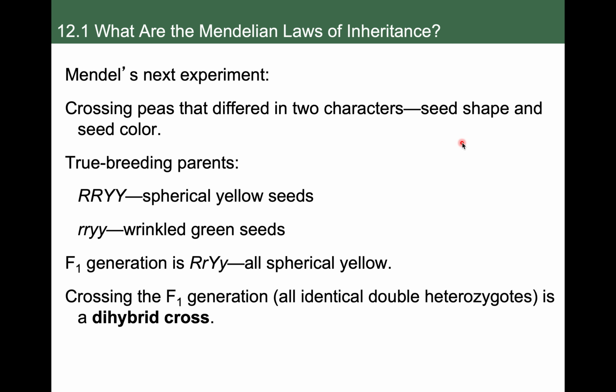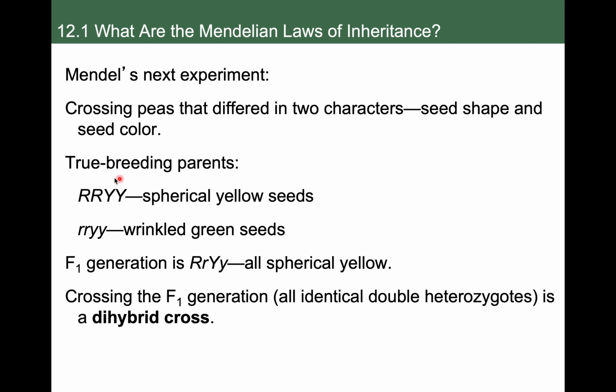So Mendel took this one step further and wanted to see, well, do these same rules hold true if I try to look at 2 characters at the same time? So he would try to follow 2 different characters from that list we already talked about simultaneously. So for example, he would look at seed shape and seed color together.